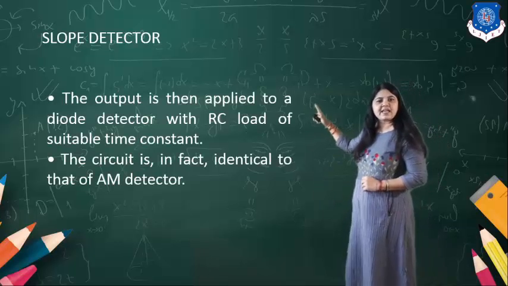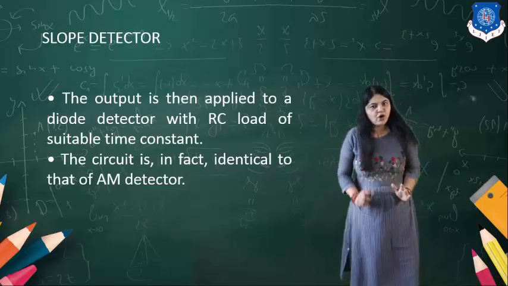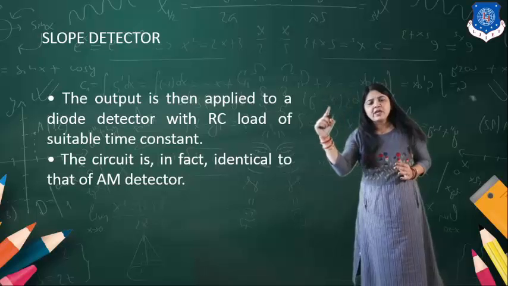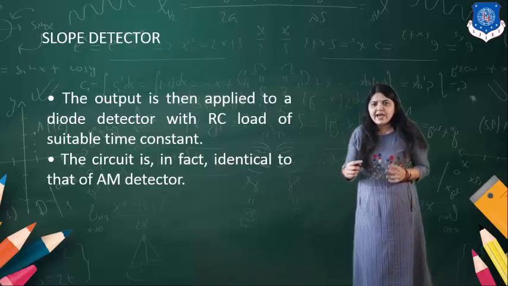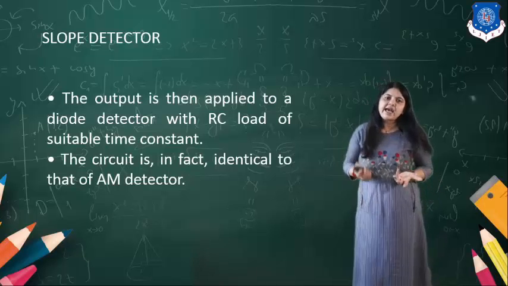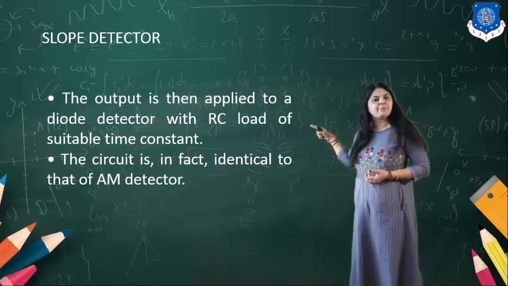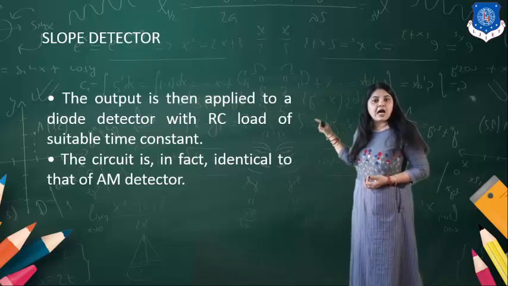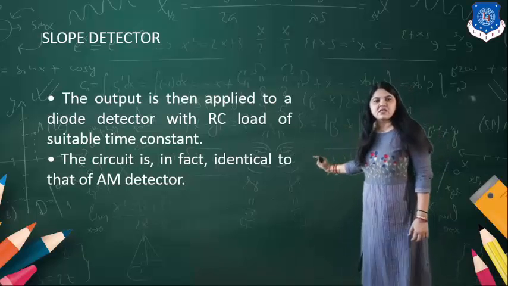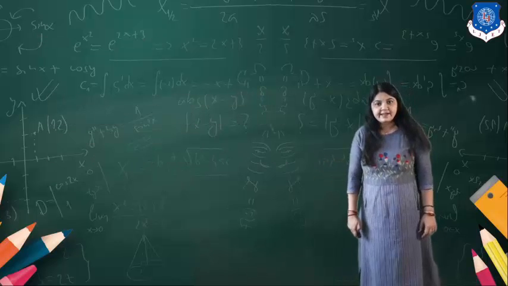The output is then applied to the diode detector. Now you know that in amplitude demodulation we learned about the diode detector. The diode can be forward biased and reverse biased according to the applied input signal, and with that we can detect the shape of the particular wave. So the output is then applied to the diode detector with an RC load of a suitable time constant, and the circuit is in fact identical to the AM detector.